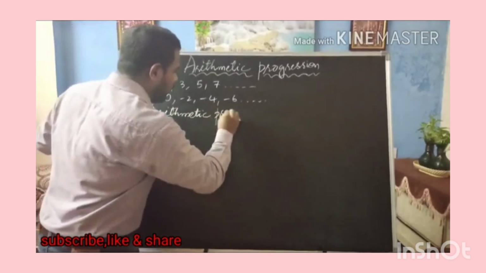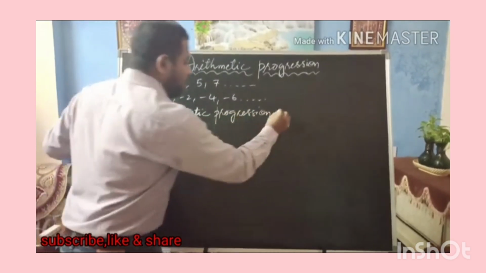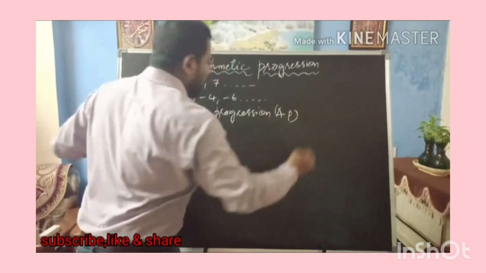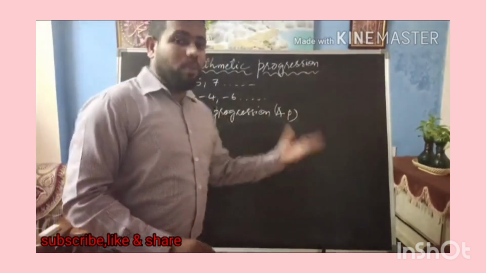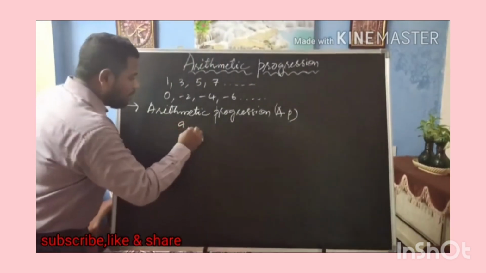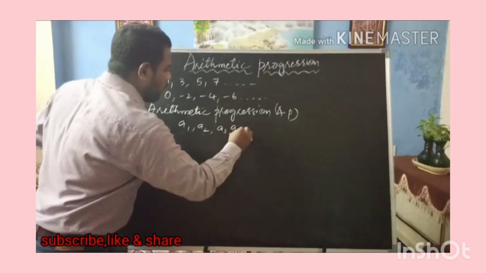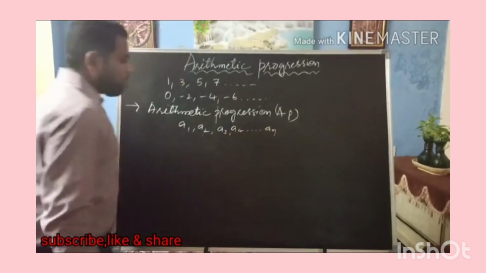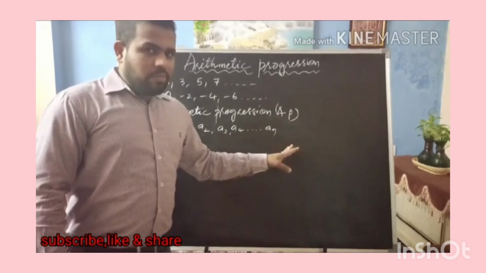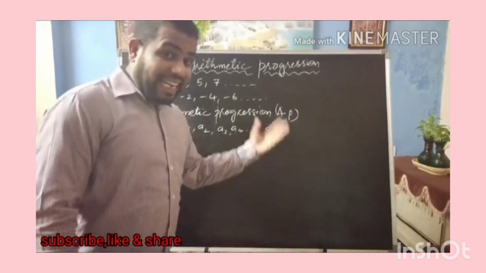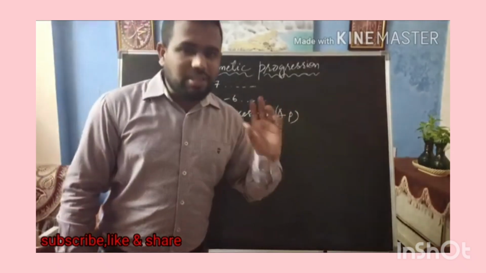Arithmetic progression, which is called AP, is a sequence written in the form of A1, A2, A3, A4 till AN. It is called an arithmetic progression if the difference between a term and the preceding term is always constant. That constant term is called the common difference.